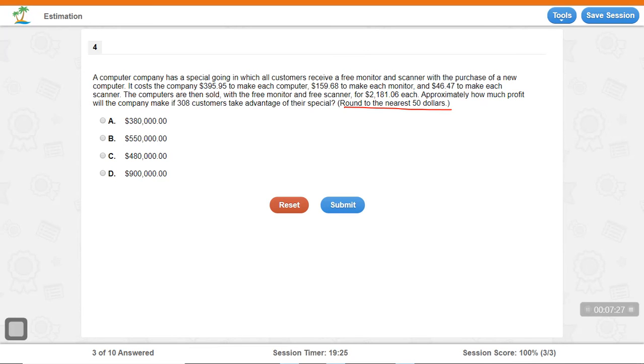And if I just start by figuring out how much it costs to make a computer, monitor, and scanner total, I'm going to take my value of $395.95, $159.68, and $46.47, and I'm going to add all three of those up. And if I total that, I'm going to put that right here, the total cost, and if I add that up, I get the cost to make it is $602.10. All right, so that's what it cost the company to make this whole combo.